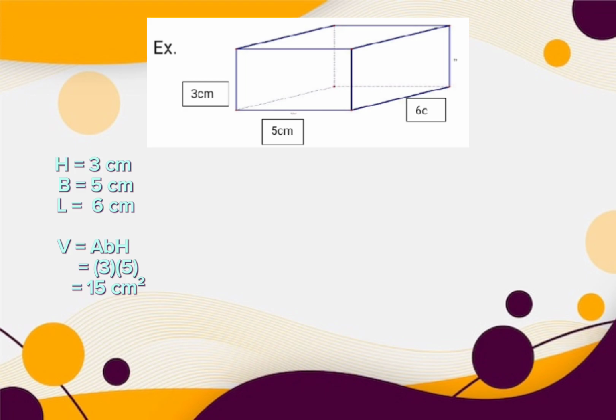So let's move on to solving the height of the prism. Our length was given. We're going to multiply the volume and the length. So 15 times 6, the answer is 90 cm cubed.